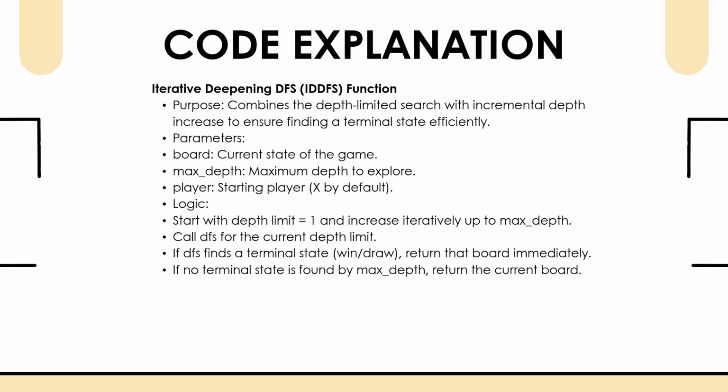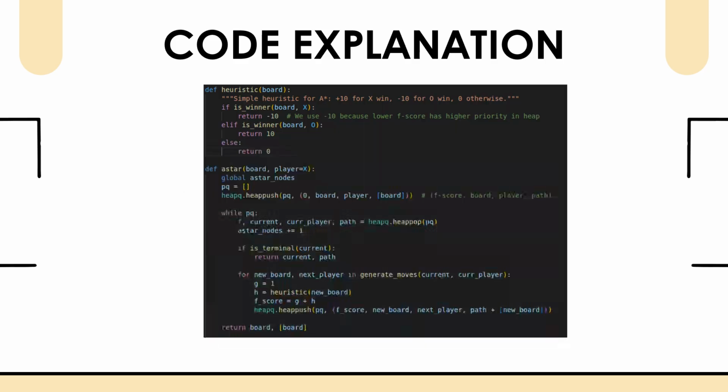Logic: start with depth limit equal to 1 and increase iteratively up to a maximum depth. Call DFS for the current depth limit. If DFS finds a terminal state, that is a win or draw, return that board immediately. Or if there is no winner, which means in the case of draws, we will return the current board.